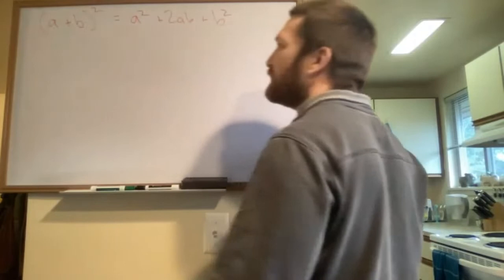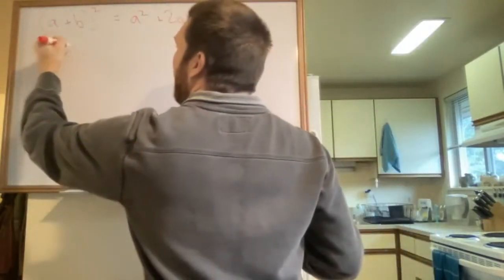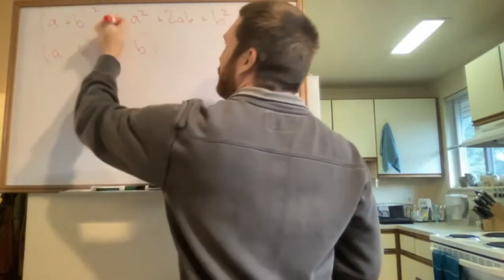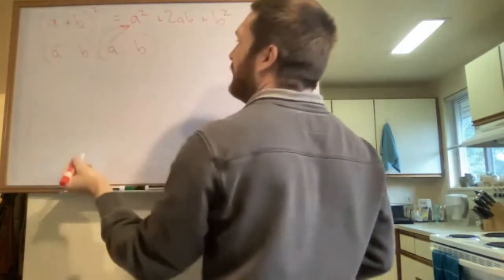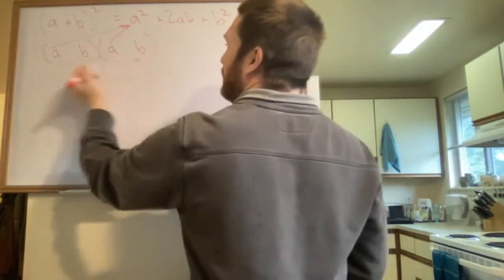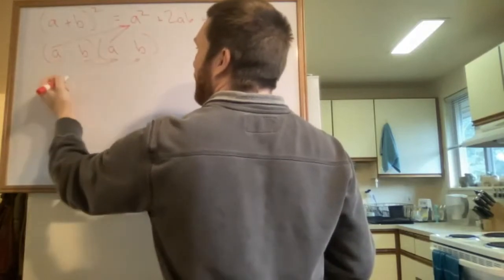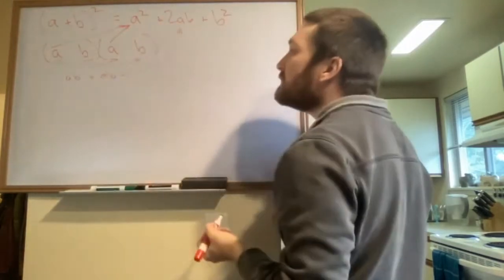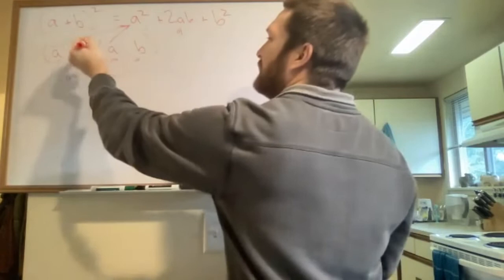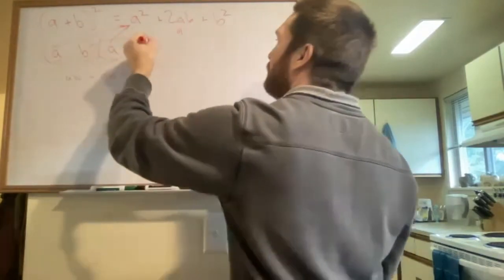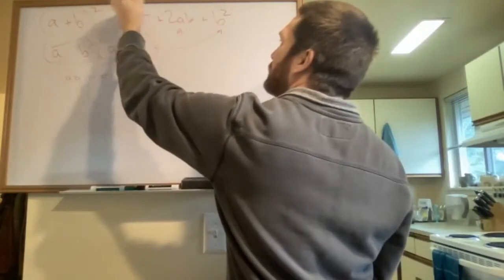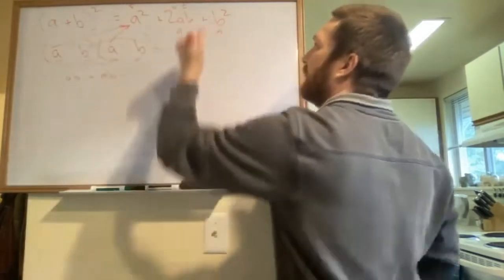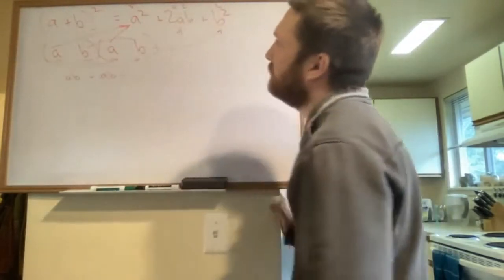Why is that? Well, because of first, outer, inner, last, right? When you have an a and a b and an a and a b, when you go first, you get a squared. Outside gives you ab. Inside gives you ab. And so you have ab plus ab, which come out to 2ab. And your last gives you b times b, which gives you b squared. Again, first, outer, inner: outer and inner get added together, and then last ends up right there.